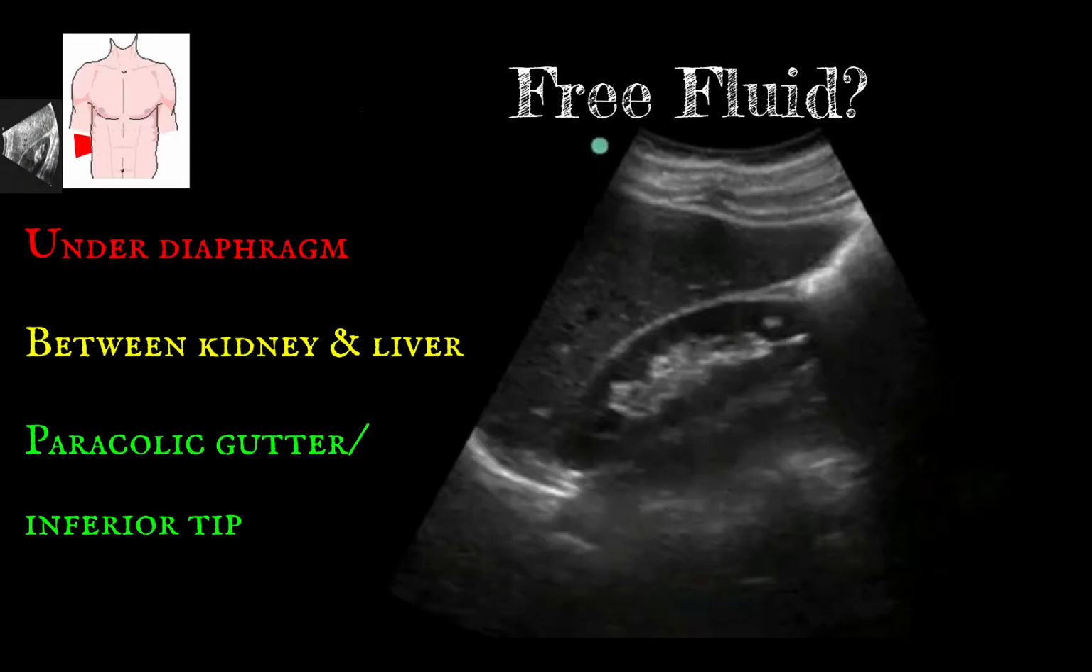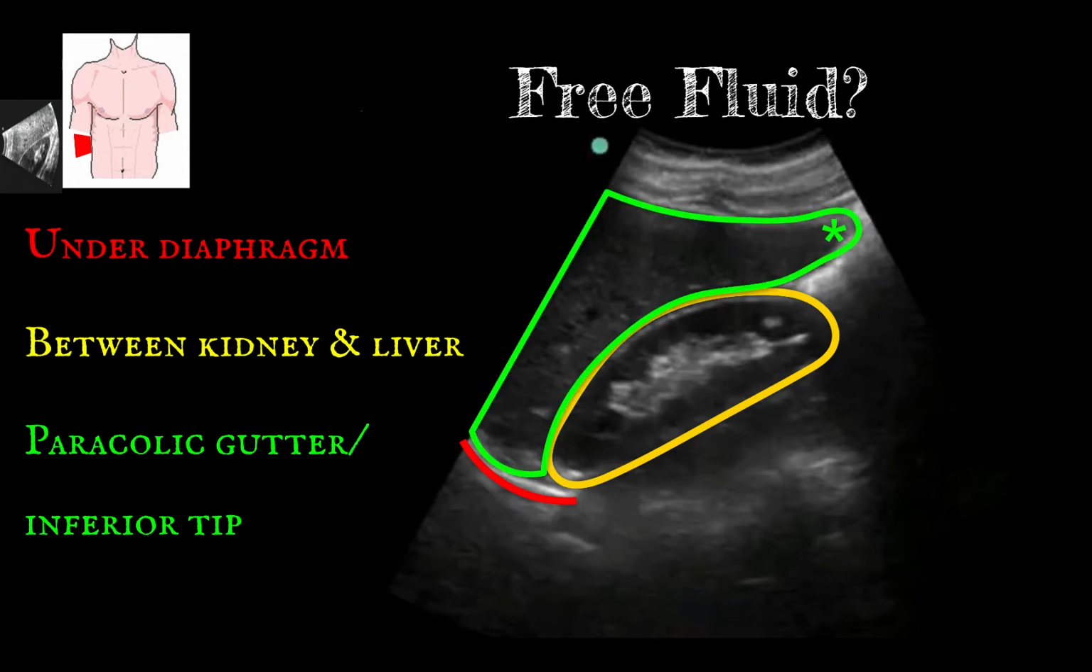Here's the view you'll see. The diaphragm is a hyperechoic strip attaching to the spine in the far field of the image, shown in red here. The kidney is the bean-shaped organ, and the area above the kidney is Morrison's pouch, between the kidney and the liver. The liver is the large organ taking up most of the screen, and the inferior tip of the liver is the paracolic gutter, shown at the far upper right of the image, indicated by the green asterisk.